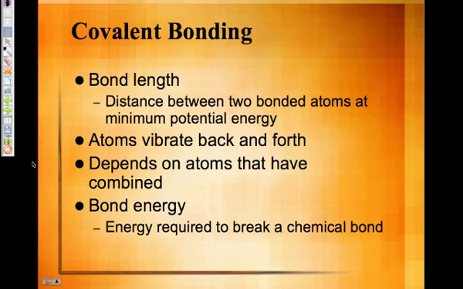So the bond length is the distance between two bonded atoms at their minimum potential energy. And those atoms are vibrating back and forth. But it all depends on what atoms have combined. So if they're far apart, as you get shorter, you have more bond energy. The bond energy is the energy required to break a chemical bond.